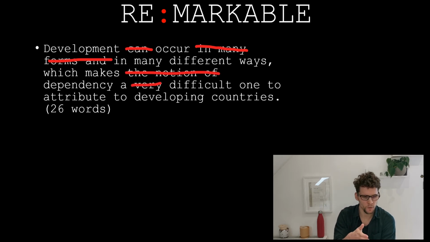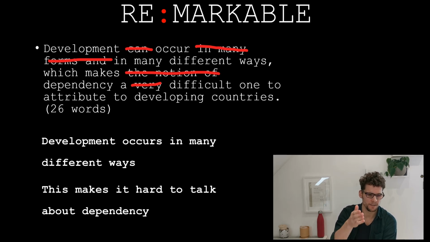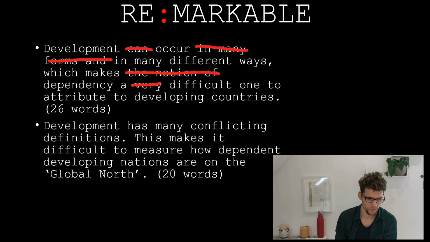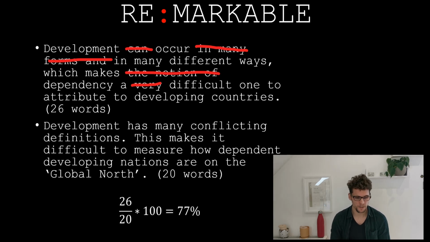We're left with 2 ideas coming through: development occurs in many different ways, and dependency being difficult to attribute to developing countries. So why not rewrite that to make it more concise? Development has many conflicting definitions. This makes it difficult to measure how dependent developing nations are on the global north. Now, we haven't made a huge cut there. We've only cut 6 words from 26 words, but applying that little test, we do actually see that just over 3/4 of the words in that sentence were doing good work.